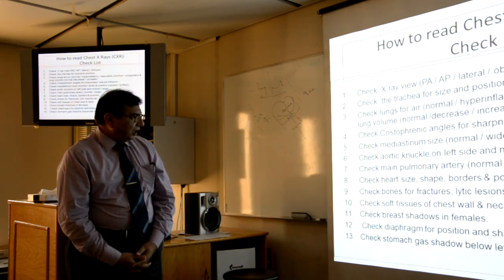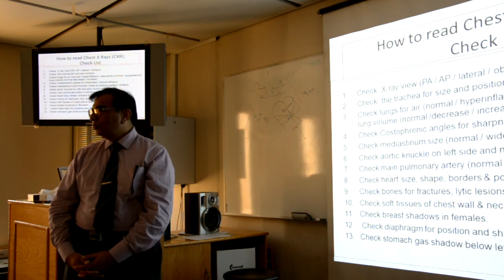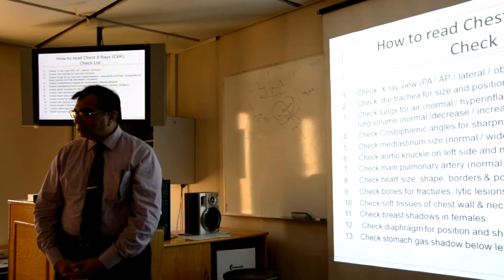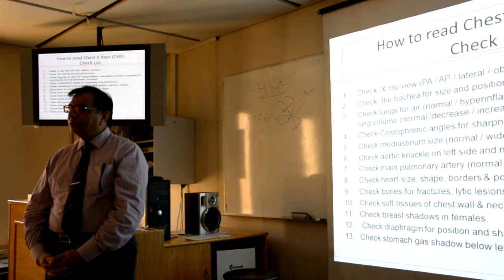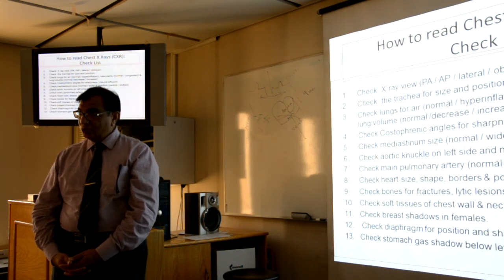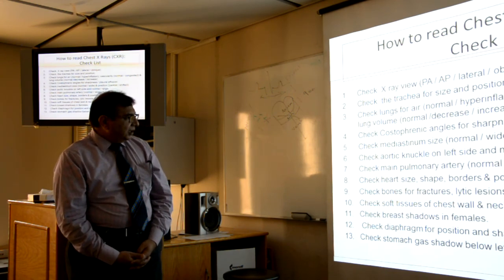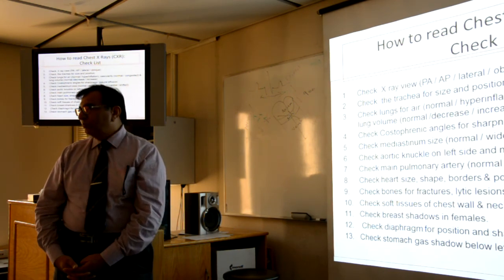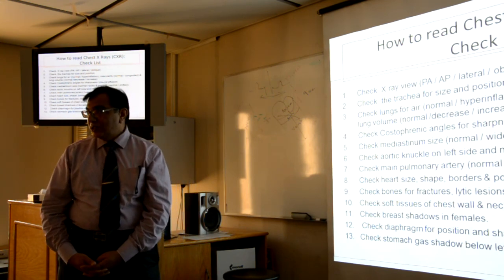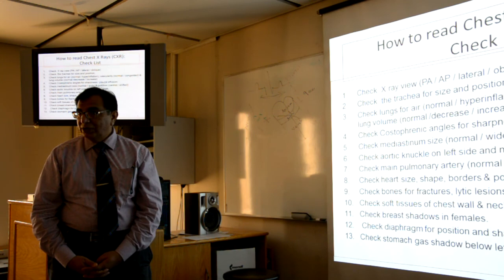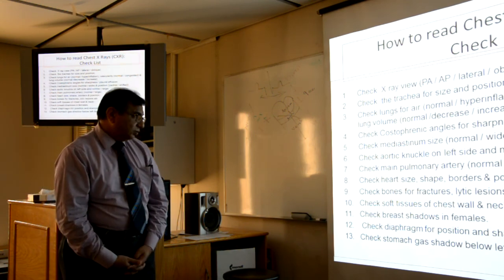Similarly, check the clavicles and the humerus also. Check the soft tissues along the lateral chest wall. Normally they are soft, gray-white. If it contains air here, it suggests surgical emphysema. Same in the neck. And check the breast shadows. Both should be present bilaterally in females. If one is absent, that gives you a clue that it is most likely due to mastectomy.